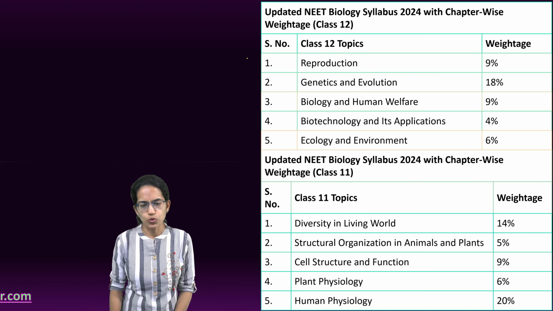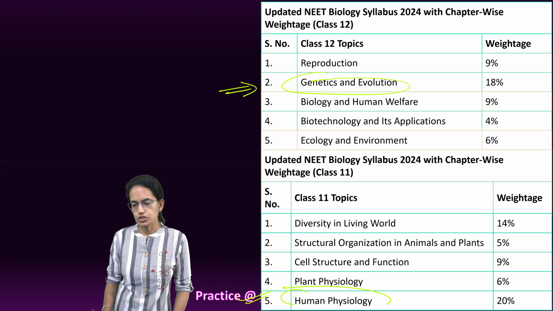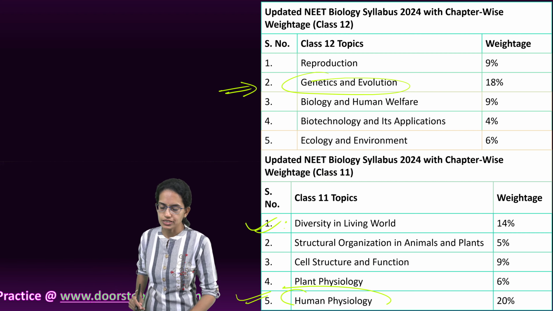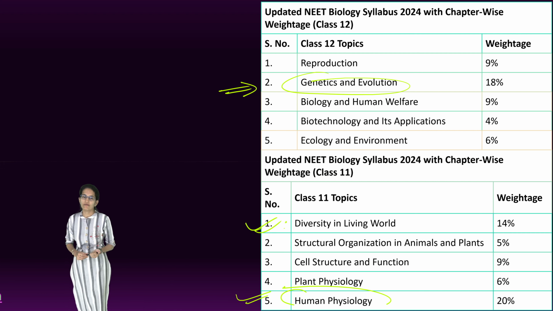Now, in class 12th, if you look at the percentage, the highest proportion of weightage goes to genetics and evolution. And in class 11, the highest proportion of weightage goes to animal physiology or human physiology, we can say, and diversity or the taxonomy topic. So these are three major topics that you must cover under the biology syllabus to score well with your NEET UG preparation.